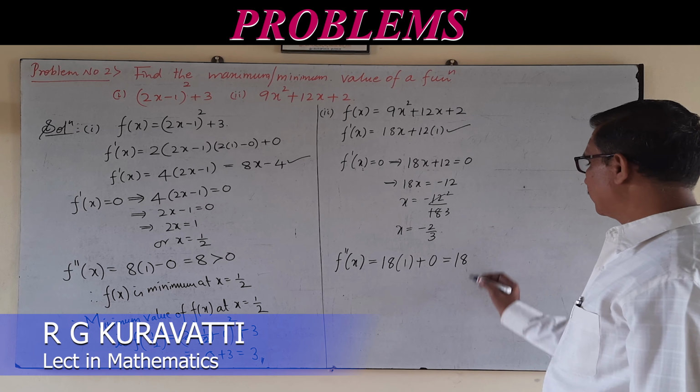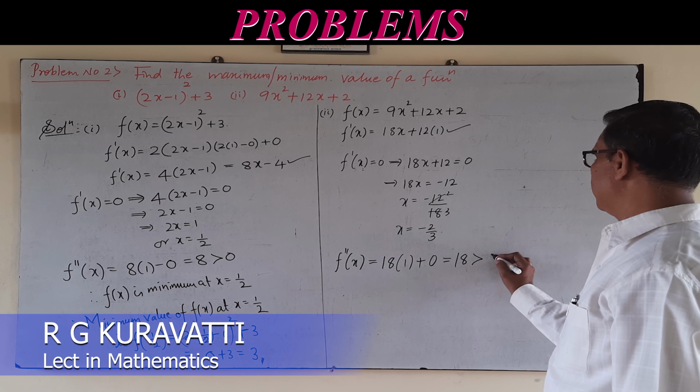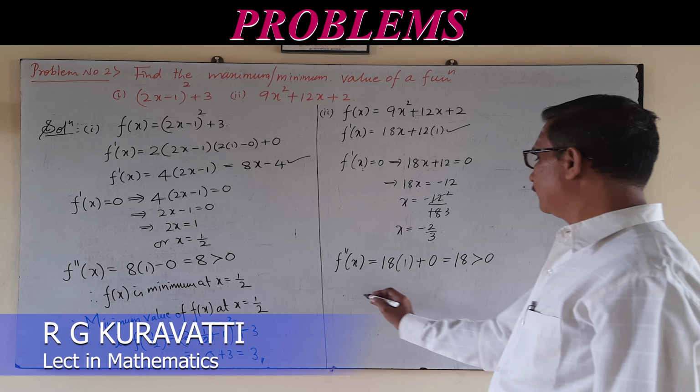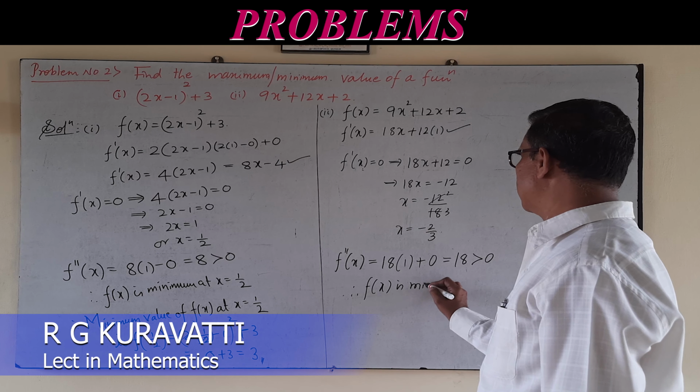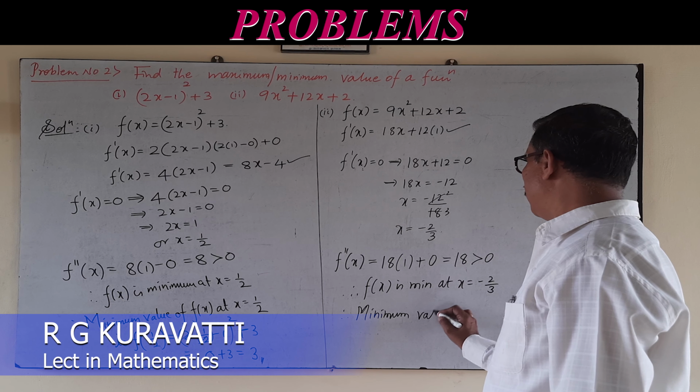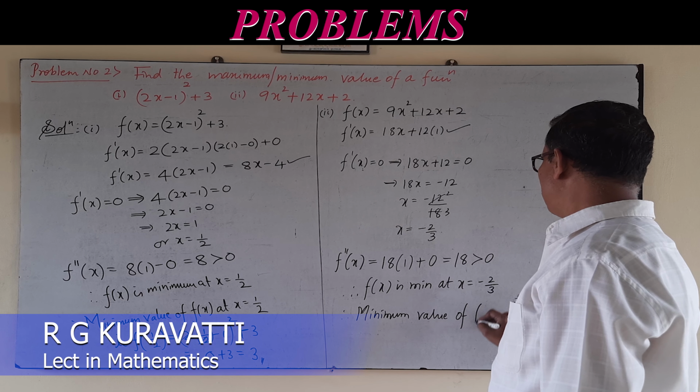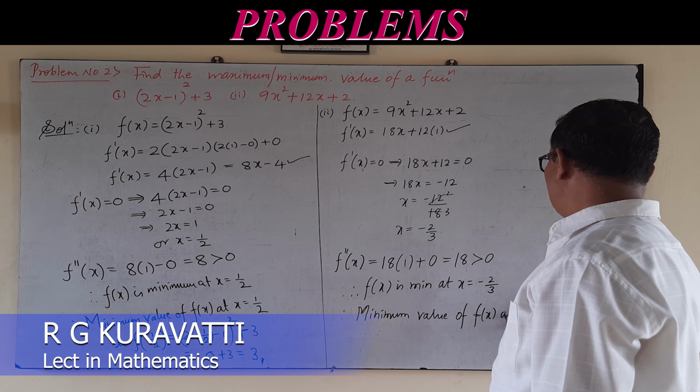18 is a number; whether it is positive or negative number, it is a positive number, more than 0. If it is more than 0, therefore the function f of x is minimum at the particular point x equal to minus 2 by 3. Hence the minimum value of f of x at the particular point x equal to minus 2 by 3, that is f of minus 2 by 3.